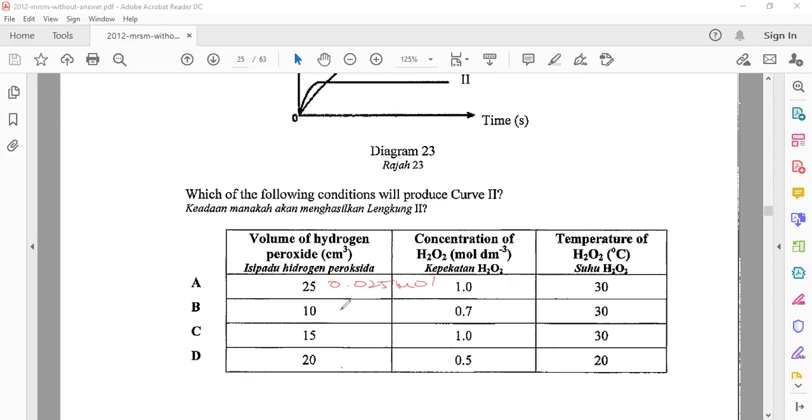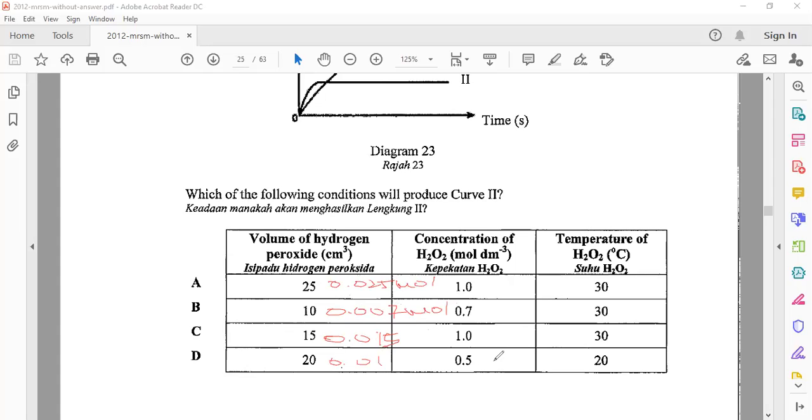Next, Samuel, B. 0.007. Next, Xavier, C. 0.015. Okay, Sangita, D.